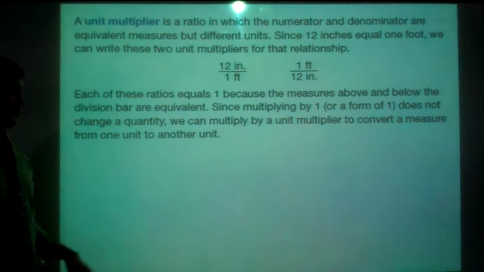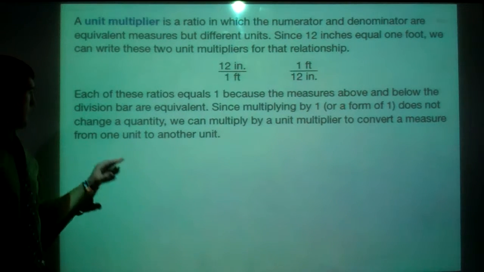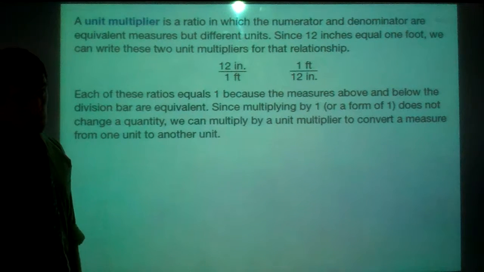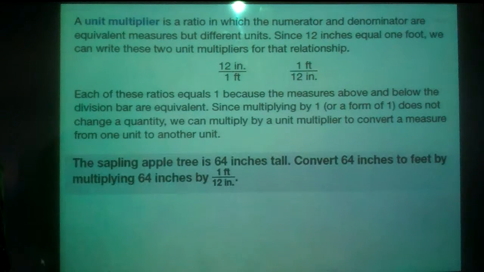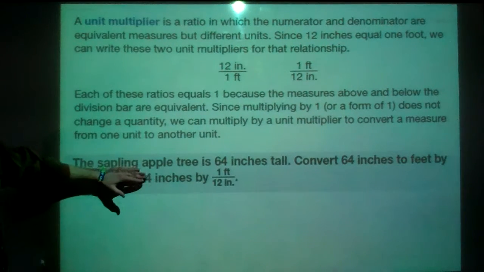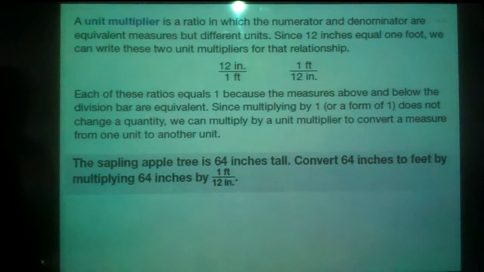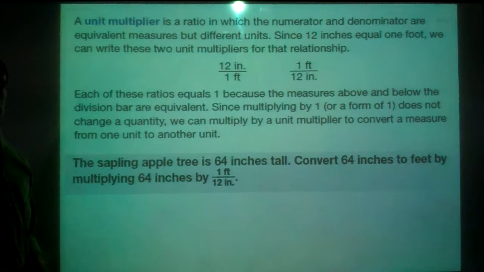And the thing is, when you multiply by 1, it doesn't change the quantity, okay? It'll convert for us, but it's not going to change what we're dealing with. We might get a different unit, but it doesn't change. For instance, if we have a tree that's 64 inches tall, and we want to convert it to feet instead of inches, we'll still get a different unit, but we'll have the same height, just in different units. So you'll see what we're going to do here in a second.